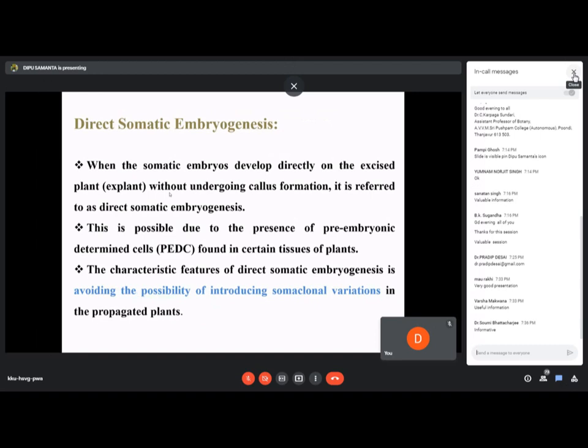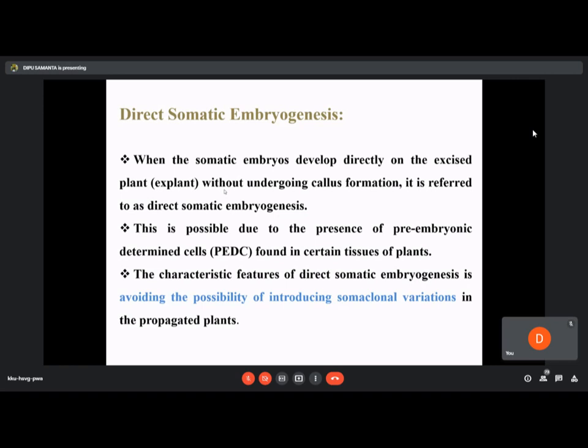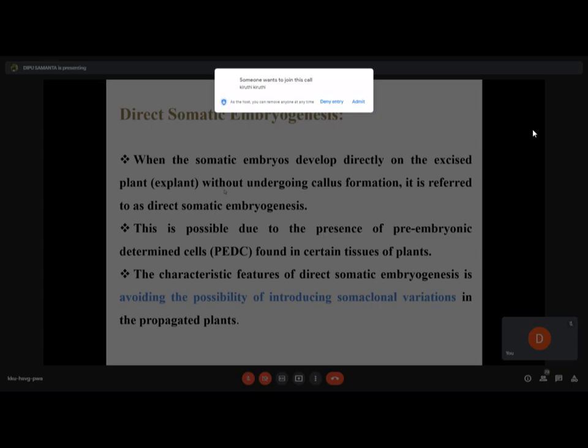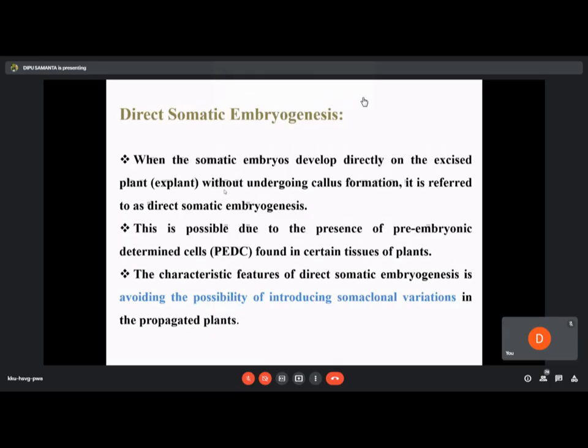The characteristic feature of direct somatic embryogenesis is that it avoids the possibility of introducing somaclonal variation. In micropropagation, one problem I have mentioned is that sometimes somaclonal variation is also there. For that, we have to subculture regularly, at a 28-day interval. So whenever we go for direct somatic embryogenesis, there is less chance of somaclonal variation.